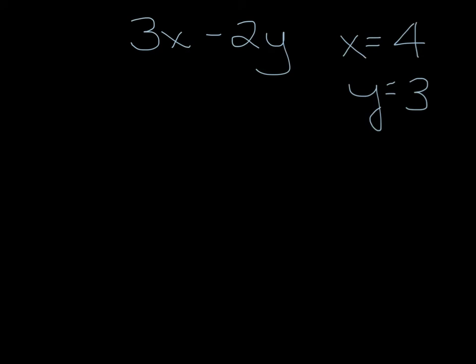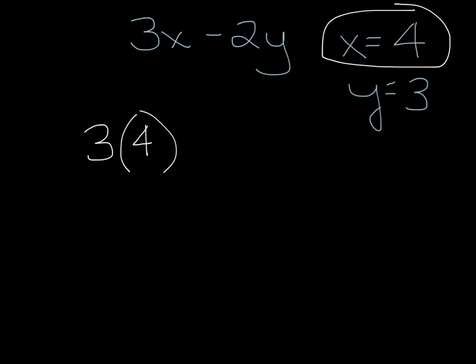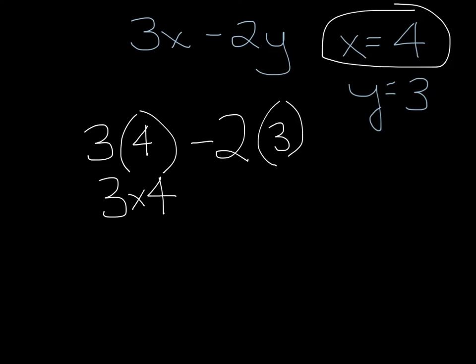With distribution also comes expressions like this one. You previously learned that you use the variables to replace them with the numbers. So this is written 3 times. We use parentheses because just parentheses around a number means multiply. You can also write it 3 times 4. Minus 2, my y is 3, so minus 2 times 3.